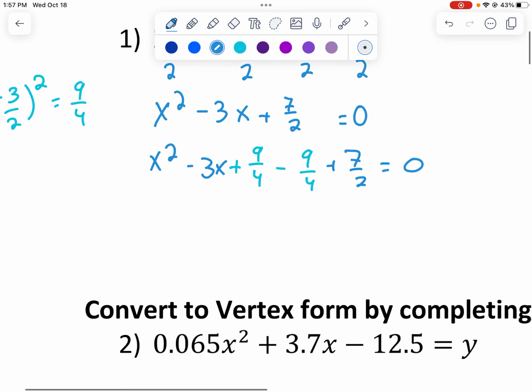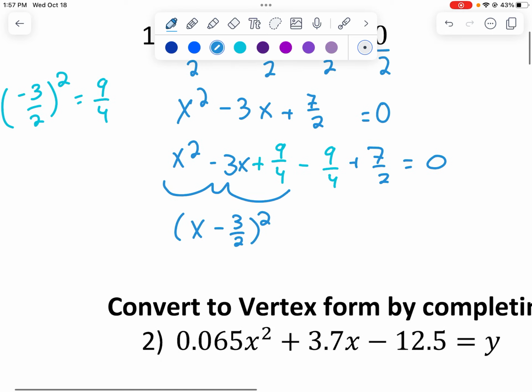And the reason we do that is so that this perfect square trinomial gets made, which is easy to factor. We're just going to say x minus 3 halves squared. And hopefully remember that minus 3 halves is the same as our b divided by 2 value. So those should always match.